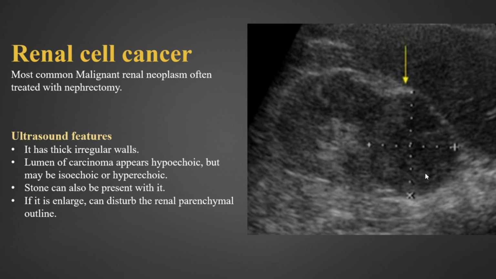renal parenchyma. Here we can see an iso to hypoechoic lesion at the lower pole of the kidney, and it has irregular margins. As it has a large size, it is causing the disturbance in the renal parenchymal outline, and it can be further confirmed on the CT KUB with contrast.